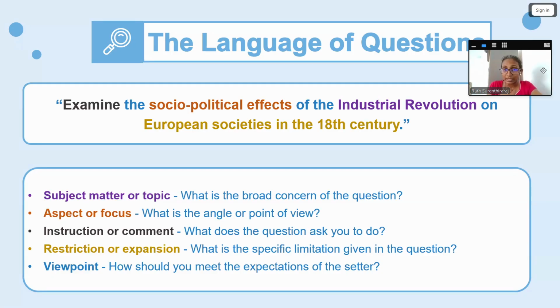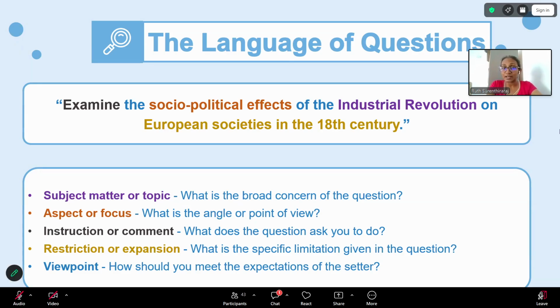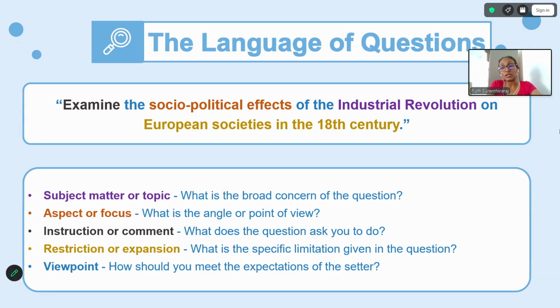What if I demonstrate something? What will I need to do to get good marks on this question? In this case, I have to show that I can narrow down to certain socio-political effects that were really prevalent in European societies and within the specific 18th century. So I have to narrow down all my knowledge to that. In case I am not able to narrow down to any of these restrictions, I won't be meeting the setter's expectation.